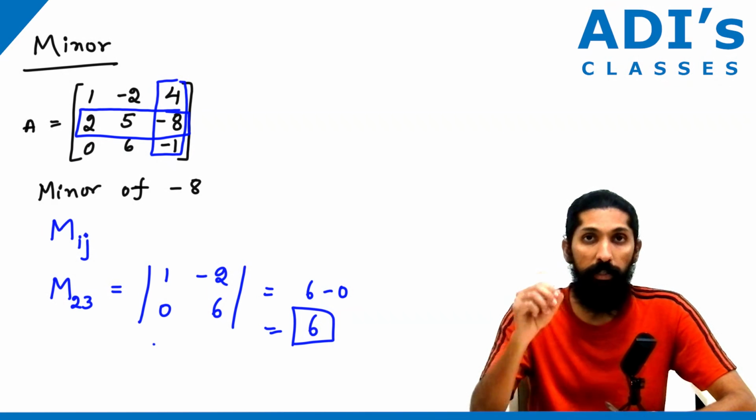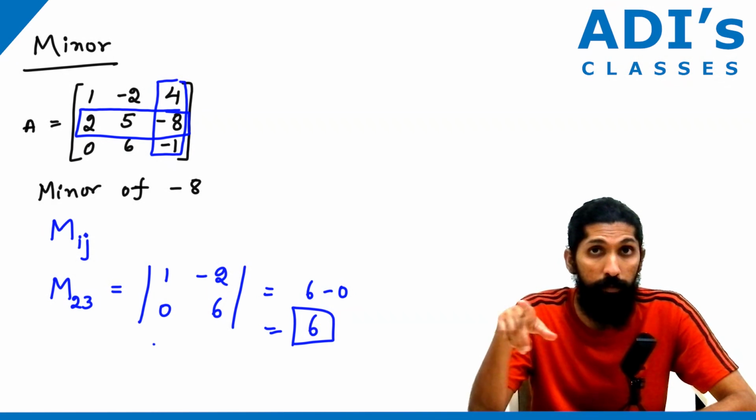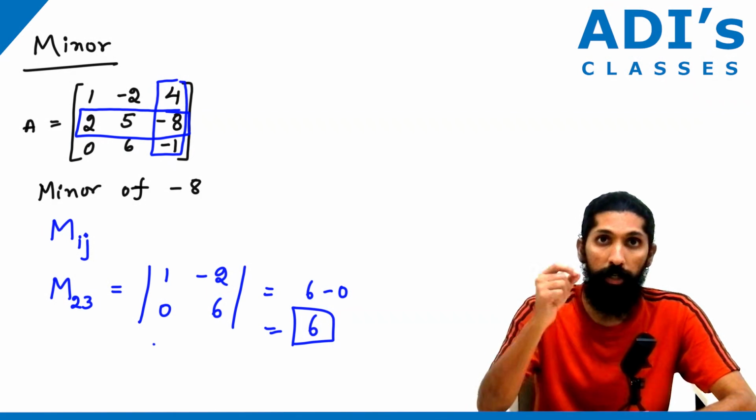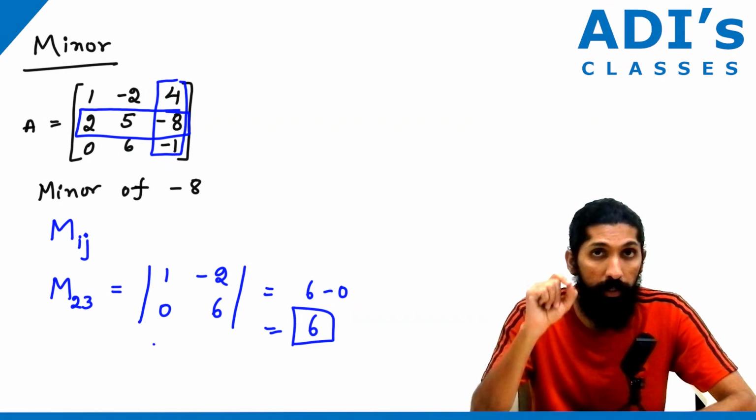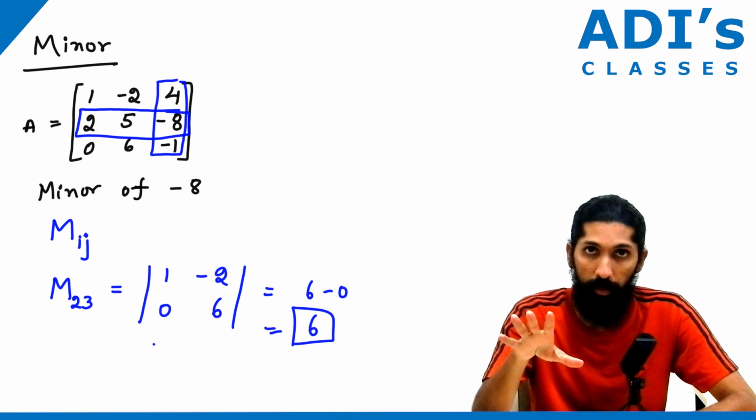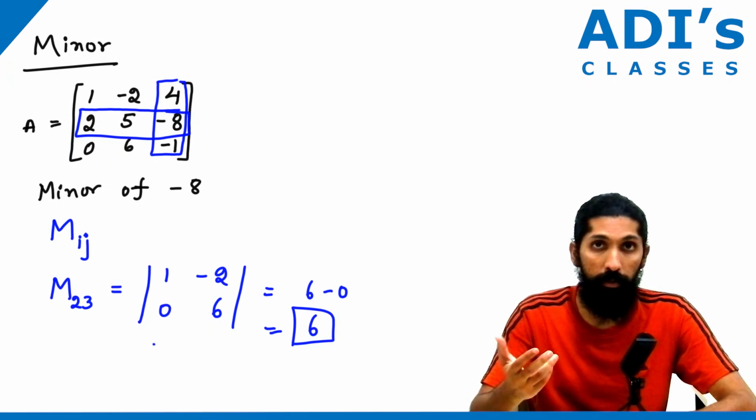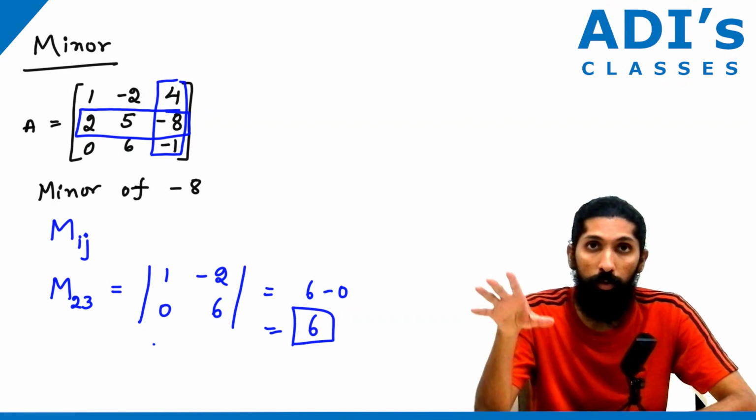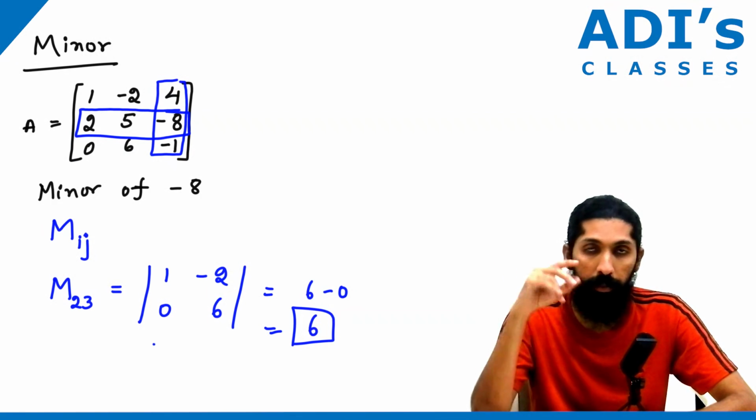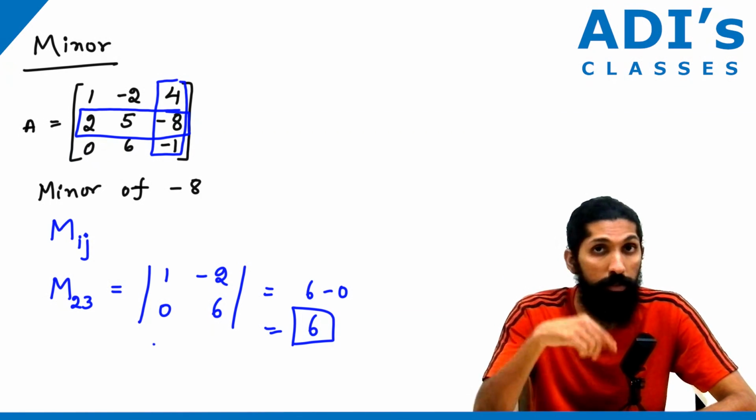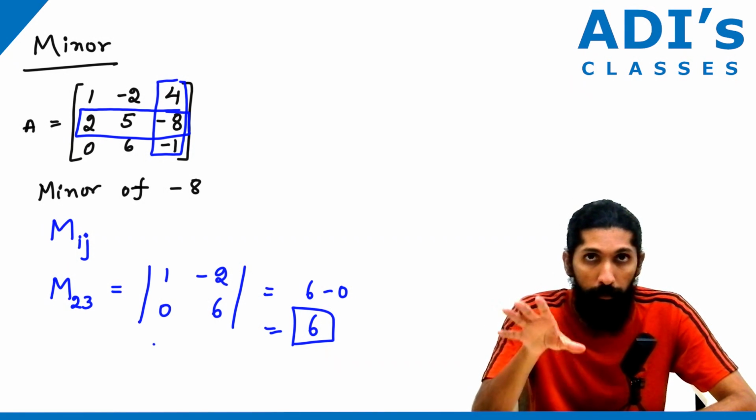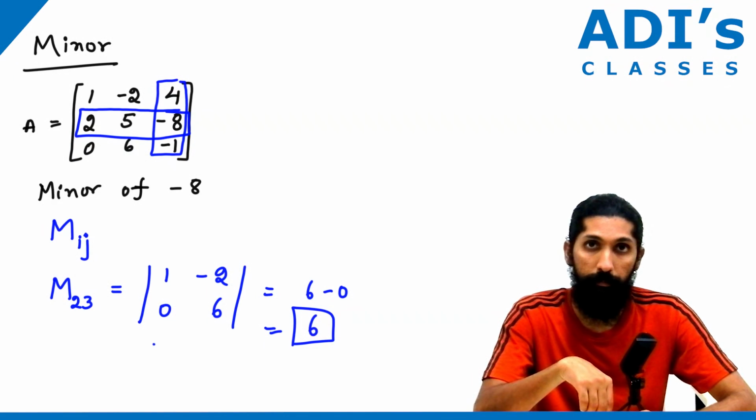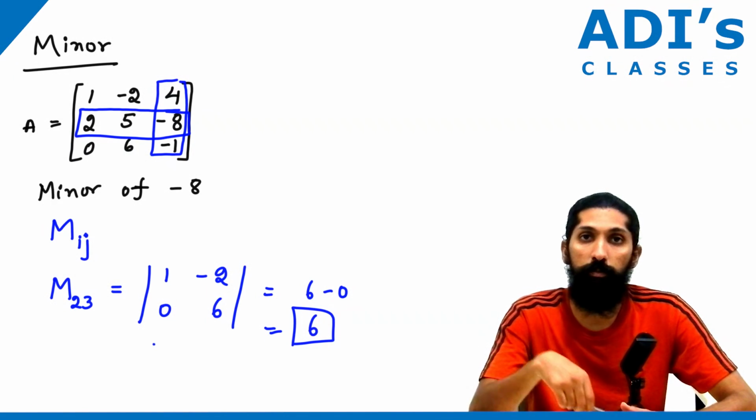This is the minor of a particular element. Now the minor can be calculated for all the 9 elements you're seeing in the matrix, correct? As you calculate the minor for each and every element, that becomes the minor matrix. Fair enough? So this is how you calculate the minor. You take that particular row and column, you do not consider the row and column of the element, then you take the rest of the elements and take the determinant value of it. That gives you the minor of that particular element.